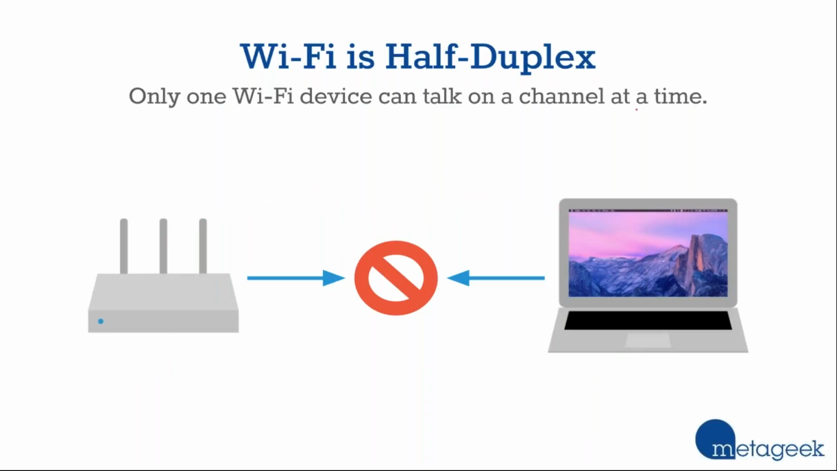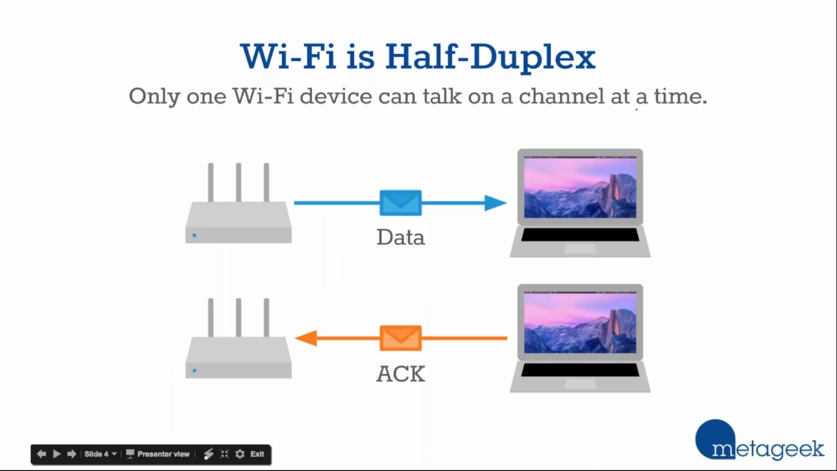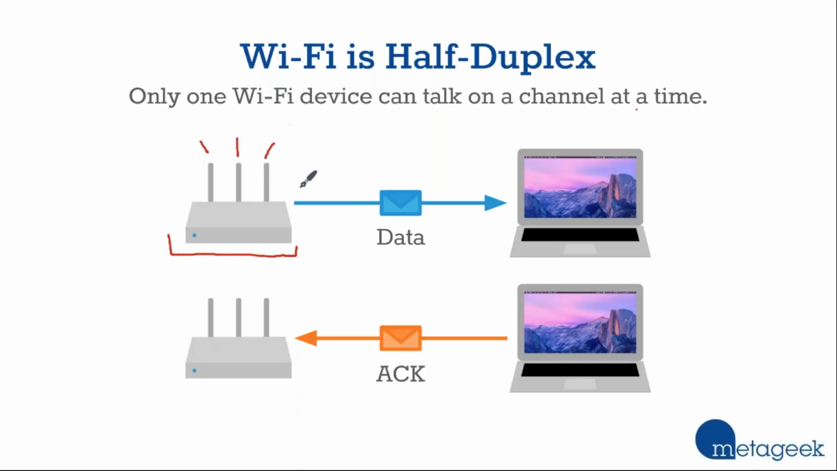So what does a typical wireless conversation look like? Well, every wireless conversation goes like this. Let's say that we've got an access point and it needs to send some data to this client device. The access point is going to do a clear channel assessment. It's going to check to see if anything's talking on the channel, and then if there's nothing talking, it's going to take that opportunity to transmit its data to the client device.